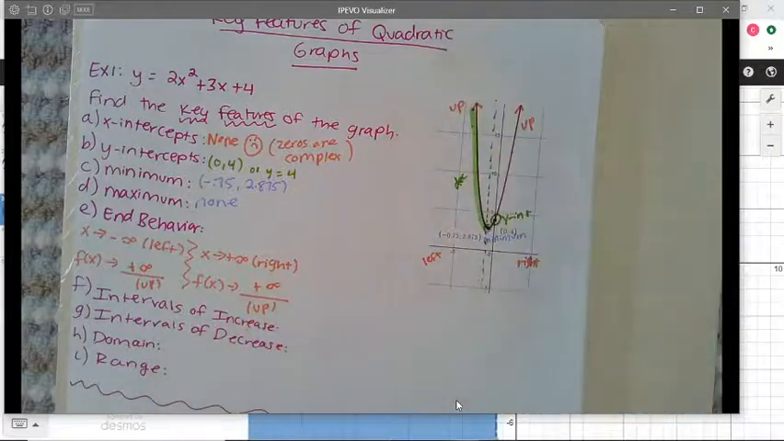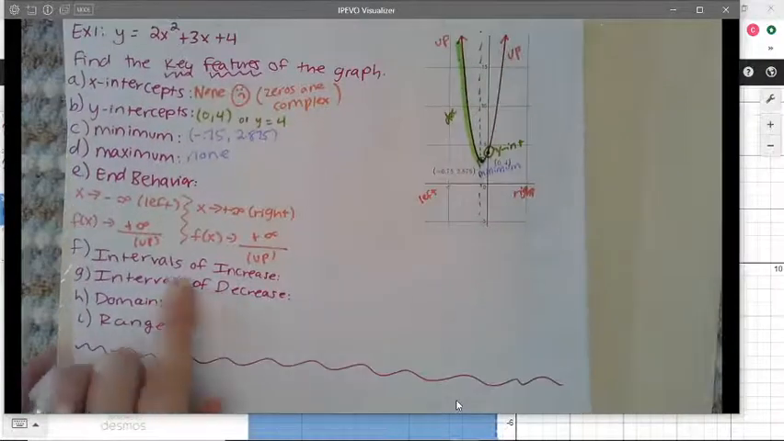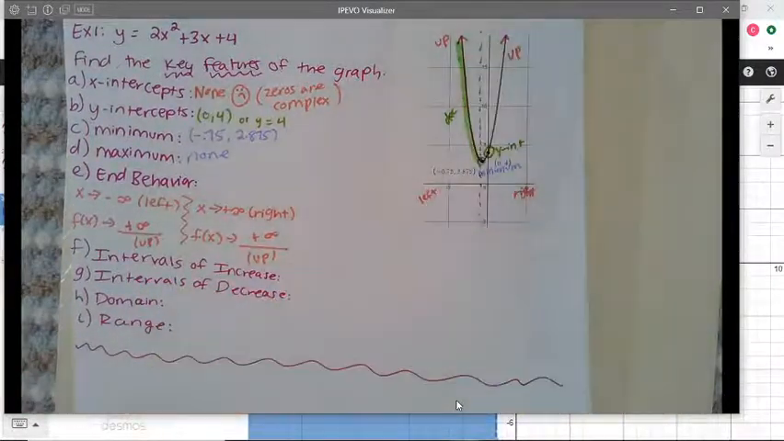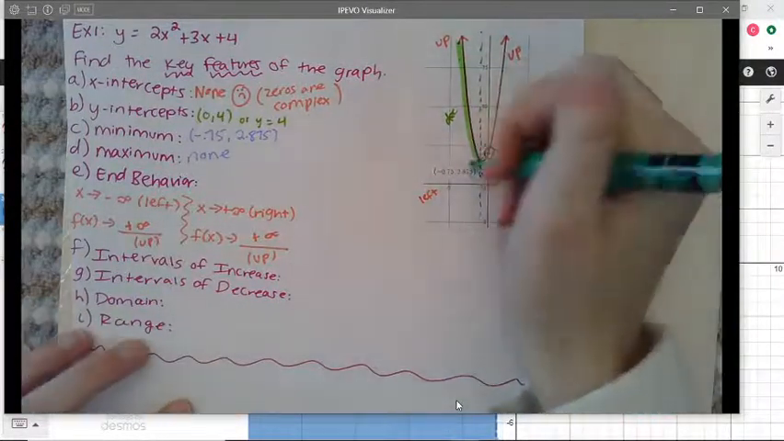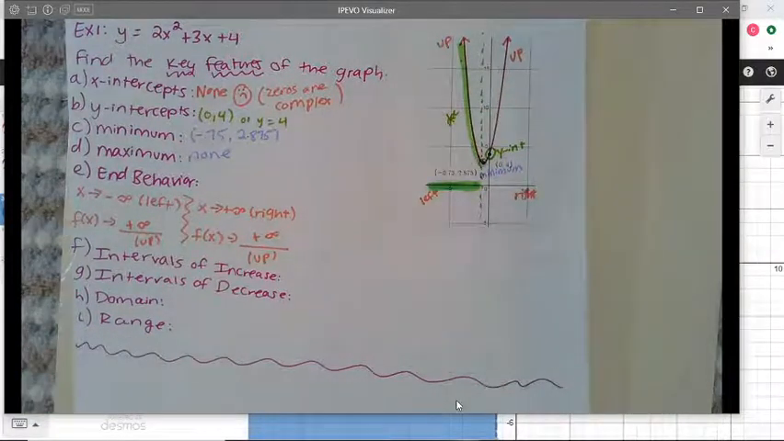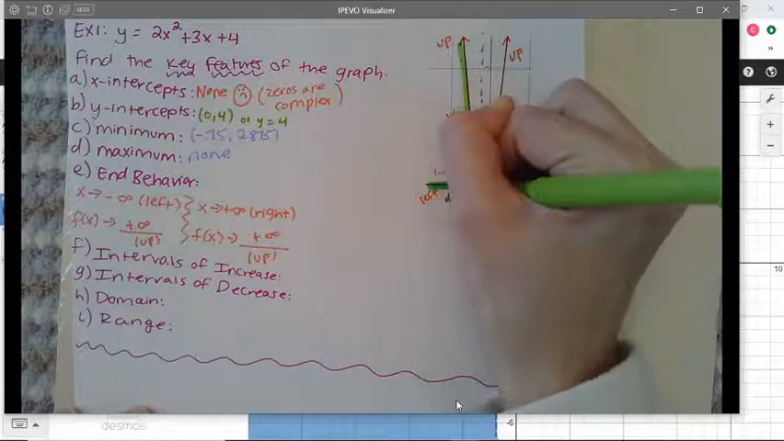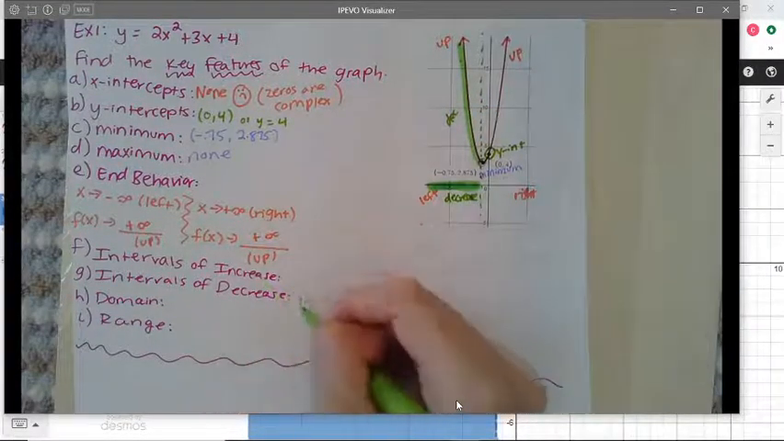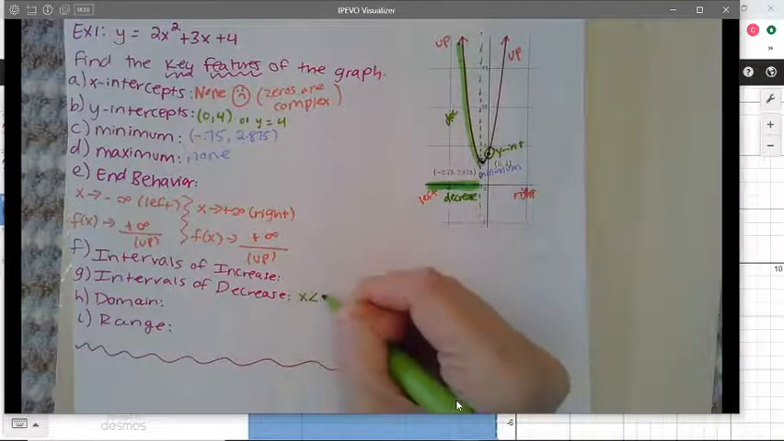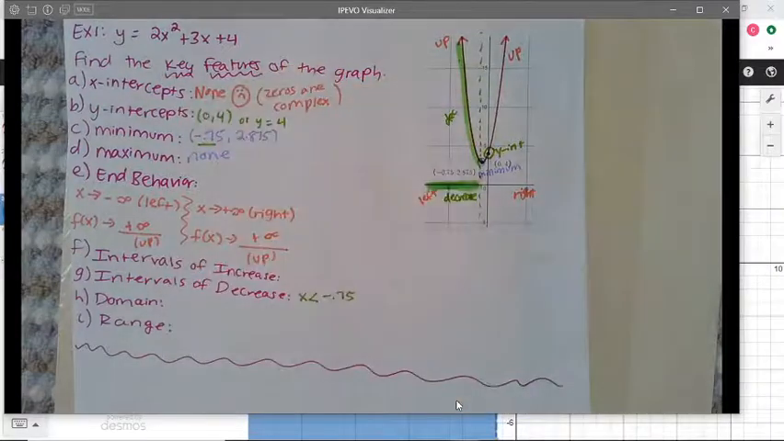I'm going to abbreviate decreasing. Okay, you can write it out if you want. But anyways, the interval that it's decreasing is all the values to the left. So all these values on the x-axis. Okay, this is causing my graph to decrease. These are the values that make the graph decrease. Okay, so my intervals of decrease is where x is less than negative 0.75. And again, it's all about what is the x value in your minimum or maximum point.